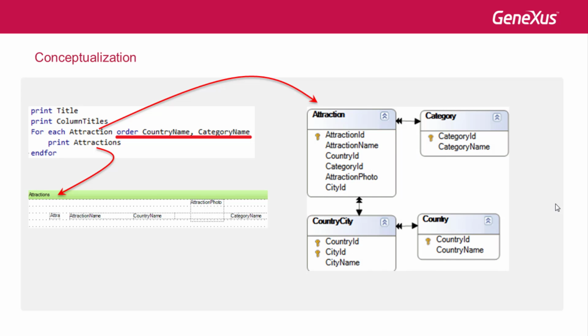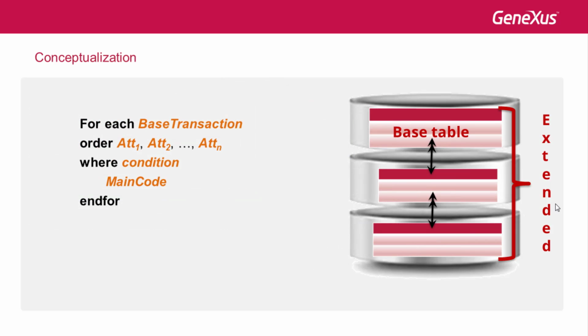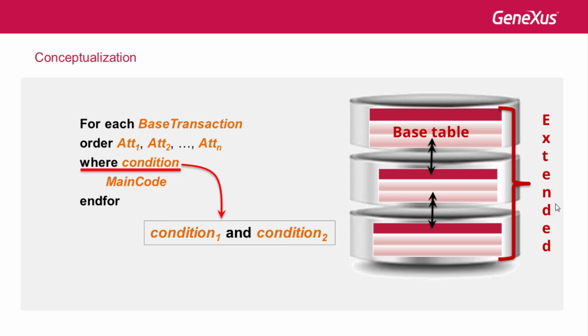Here, country name and category name are not included in the base table, attraction. Instead, they're included in tables of the extended table. To filter the information returned by the for each command, the where clause is used. In it, we indicate the condition that the records must meet in order to be selected. The condition can be complex and include several conditions joined by and or. That is to say, for example, condition 1 and condition 2, which means that both conditions must be met at the same time. Condition 1 or condition 2, which means that if one of them is met, it's enough for the record being evaluated to pass the filter.